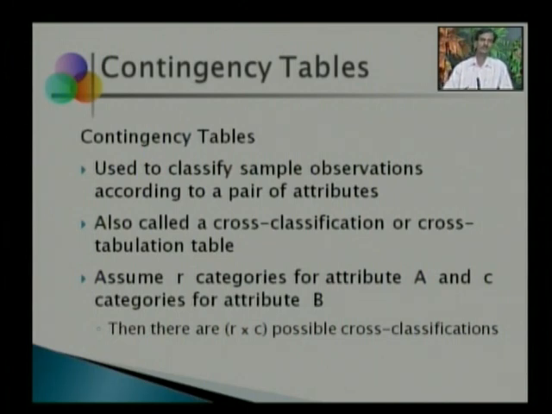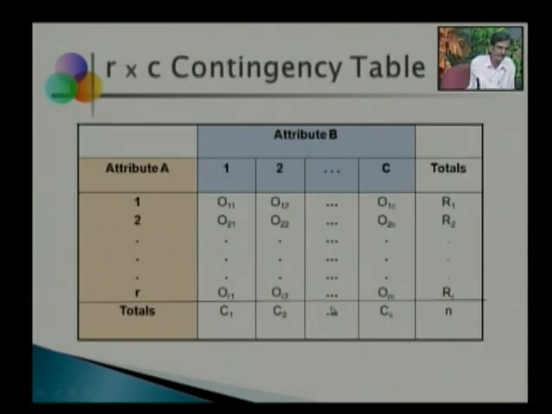So suppose we have two attributes, A and B, categorized into R categories and C categories respectively. So attribute A is classified into R categories, attribute B is classified into C categories. In this way we have this type of table, that is an R by C table. This table is known as an R by C contingency table, and we have values at the intersection of each cell.